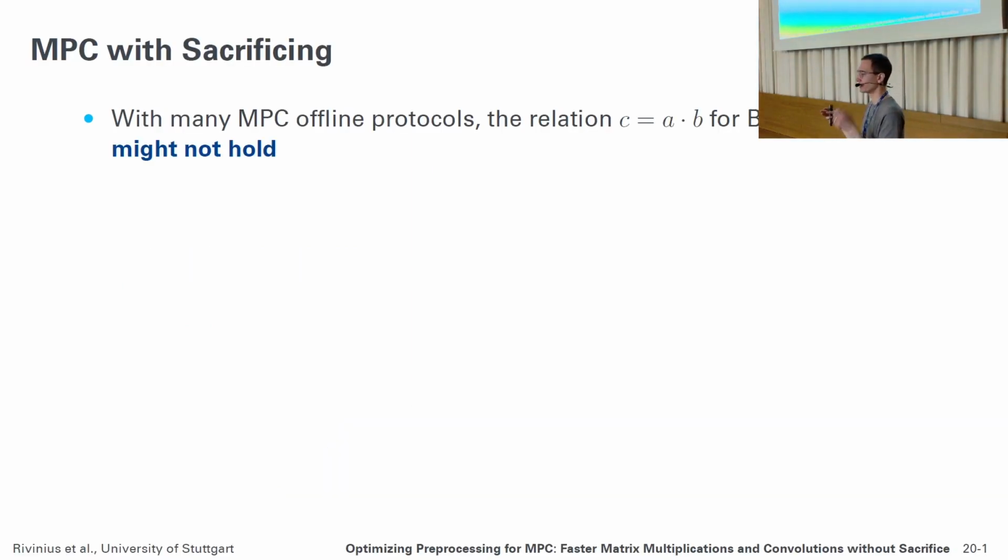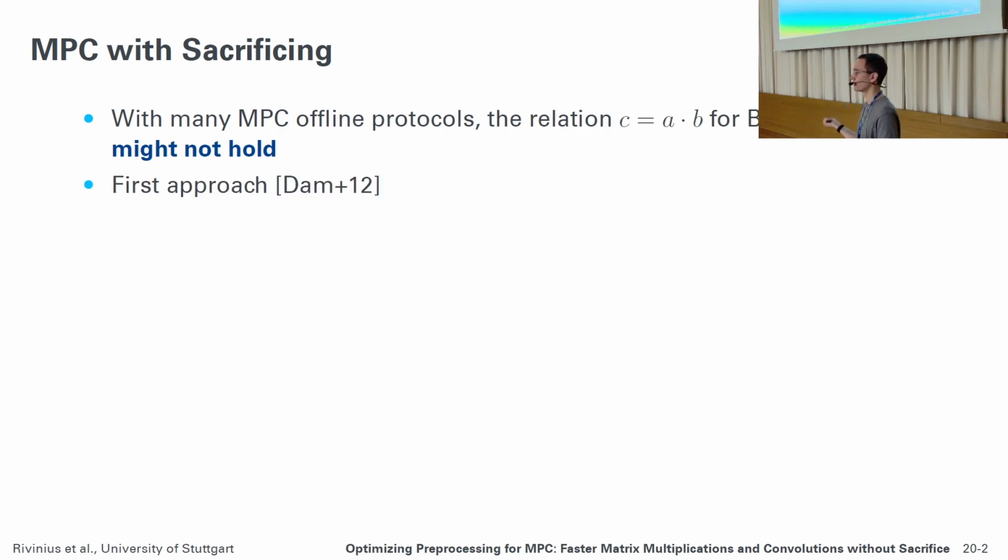So these base protocols that we use to generate the triples usually don't give us the correct triples, but just something like C is A times B with maybe some adversarial offset. So we have to check them again, because we don't want to use zero-knowledge proofs to check that the multiplication was done correctly.